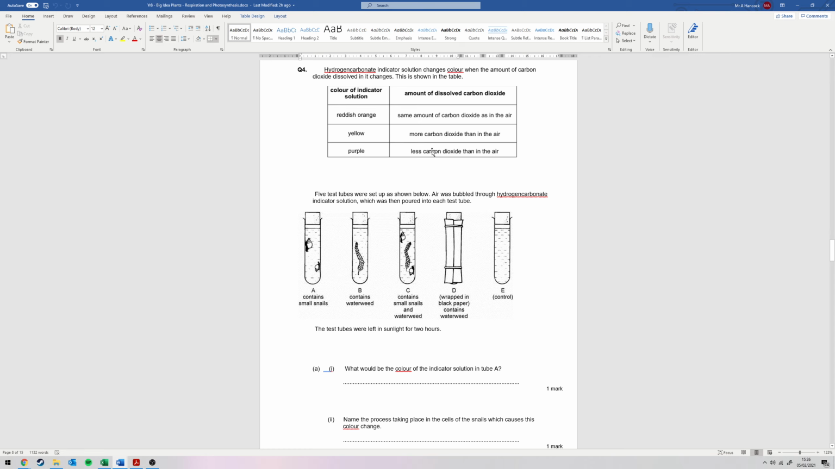5 test tubes were set up as shown below. Air was bubbled through hydrogen carbonate indicator solution, which was then poured into each test tube. Test tube A contains small snails. B contains waterweed. C contains small snails and waterweed. D has been wrapped in black paper but contains waterweed, and E is a control. The test tubes were left in sunlight for 2 hours.